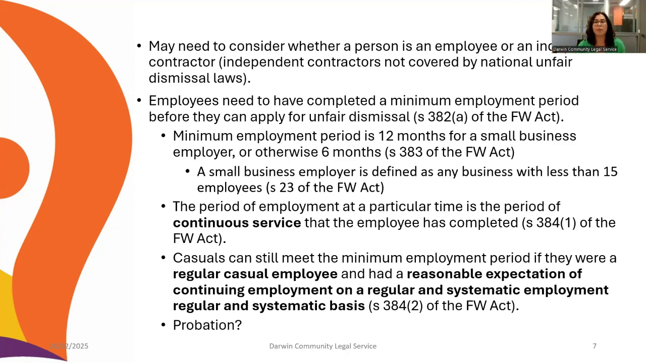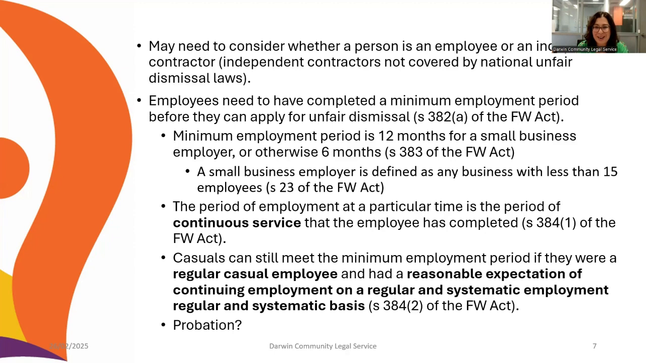Importantly, casuals can still meet the minimum employment period if they were a regular casual employee and had a reasonable expectation of continuing employment on a regular and systematic basis. Sorry, there's a bit of a typo there on the slide. So regular casuals, the same person you see every week at 4 o'clock or whatever, that regularity and predictability is quite critical in determining whether or not a casual is eligible for this protection. But it's a bit of a myth that casuals aren't at all protected.